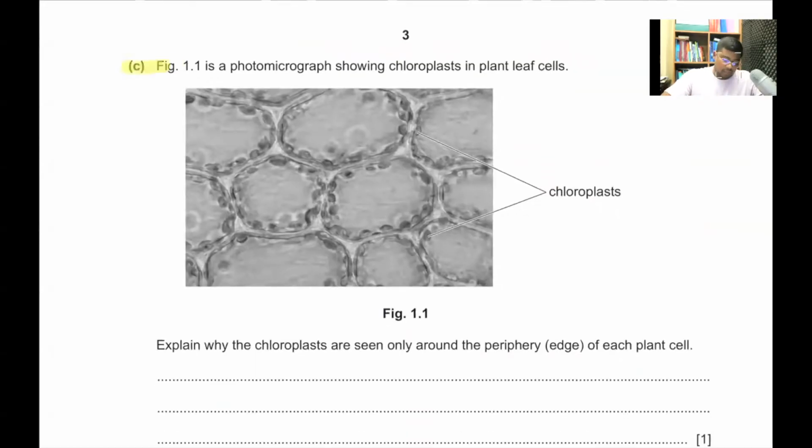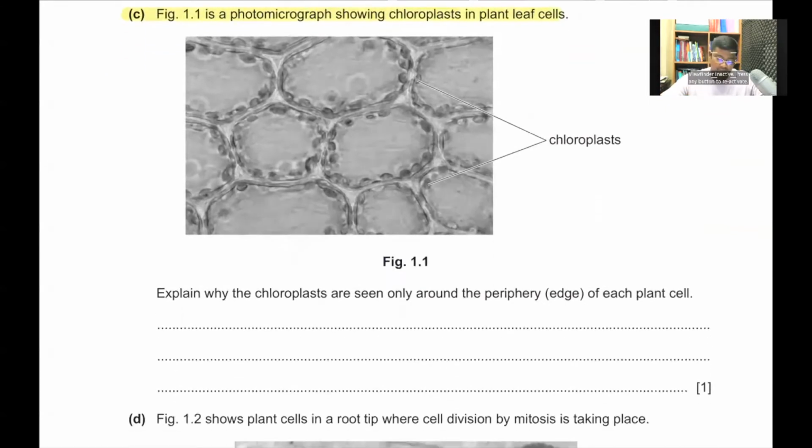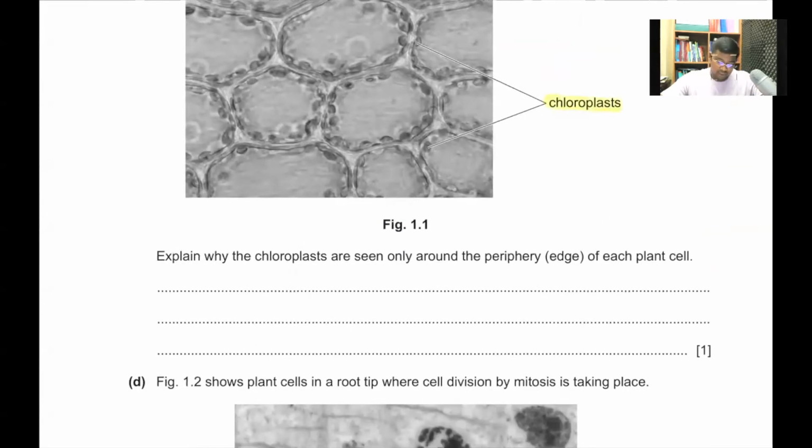Part C. Figure 1.1 is a photomicrograph showing the chloroplasts in plant leaf cells. We can see the chloroplasts. Chloroplasts are found in the edges of the plant cell wall, as we can see. They are actually pushed by the central vacuole in this way, so that they are very close to the source of their carbon dioxide, and they can absorb carbon dioxide as fast as possible. Explain why the chloroplasts are seen only around the periphery edge of the plant cell. Chloroplasts are at the periphery because they are pushed by the vacuole in that particular position, should be a very good answer.